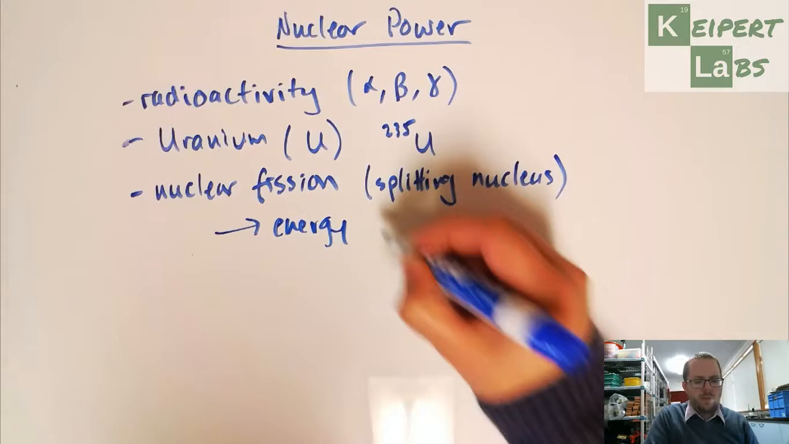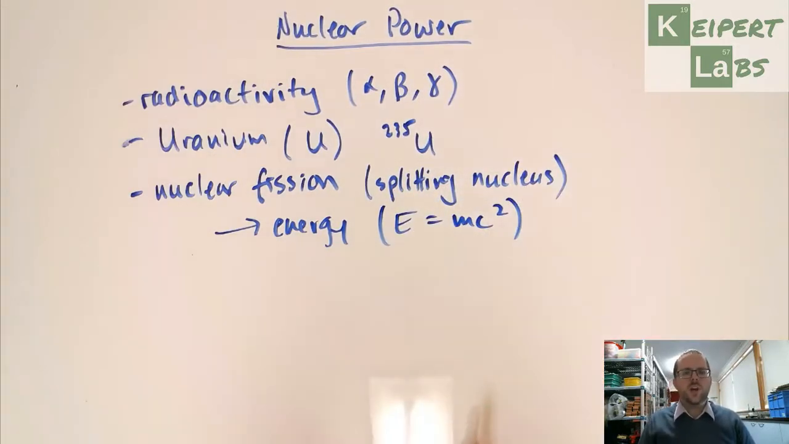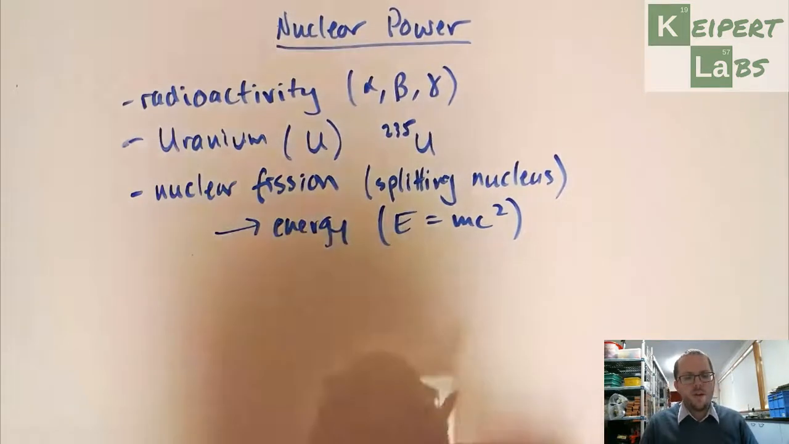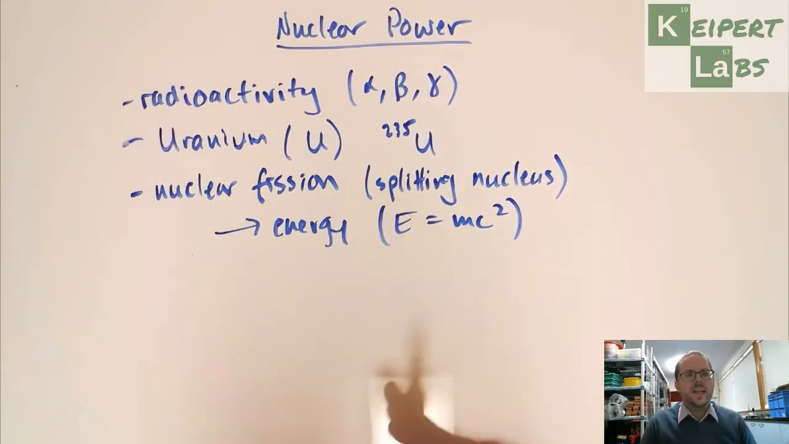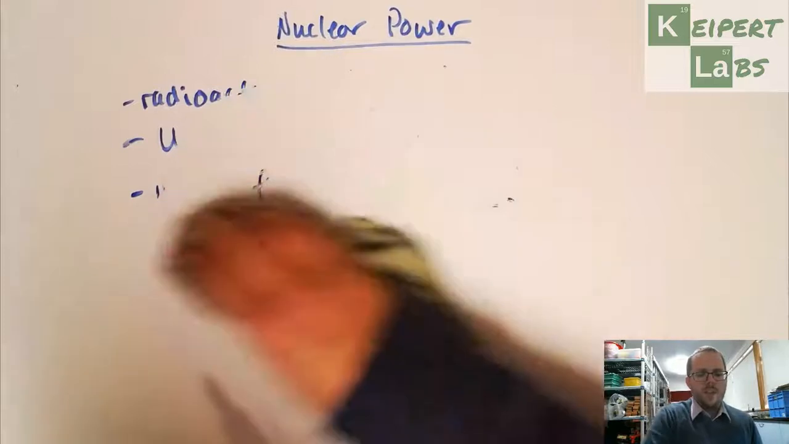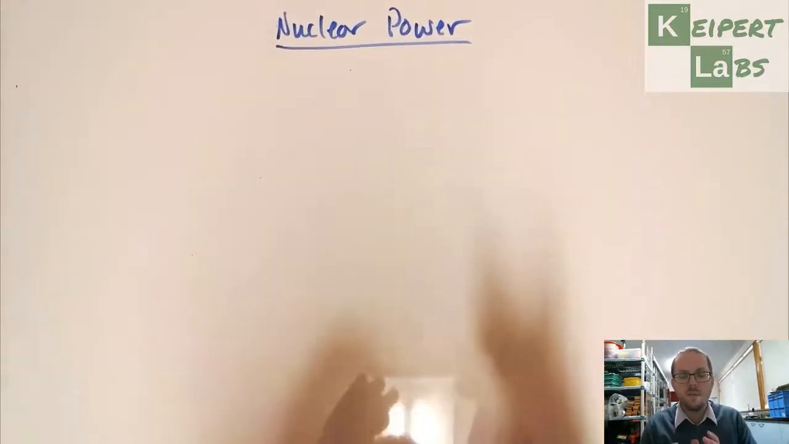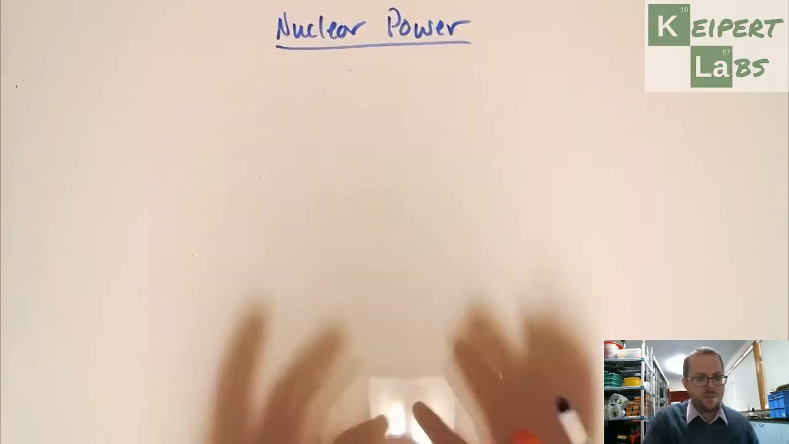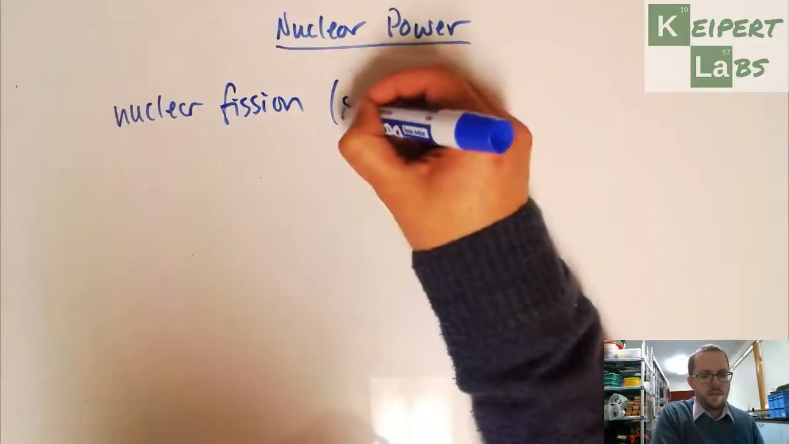And relating back to Einstein's most famous equation of E equals mc squared, which helps us to explain where the energy comes from. Okay, so we're going to look at how these concepts lead us to a way to generate electricity. So we're going to just quickly focus on that concept of nuclear fission. Well, it comes down to an energy source at the start. Okay, so nuclear fission, that idea of splitting the nucleus.